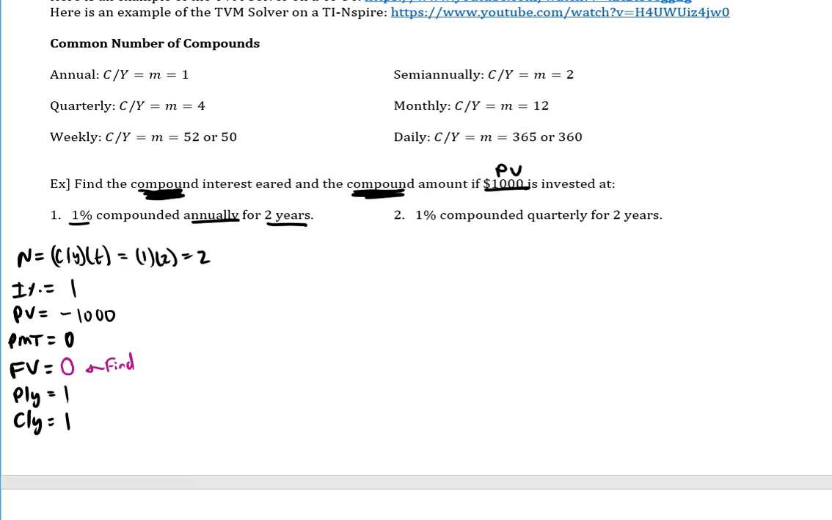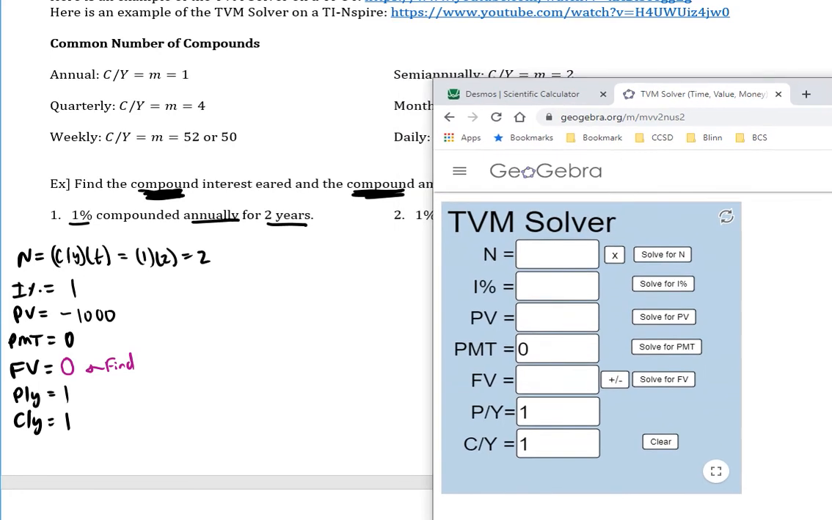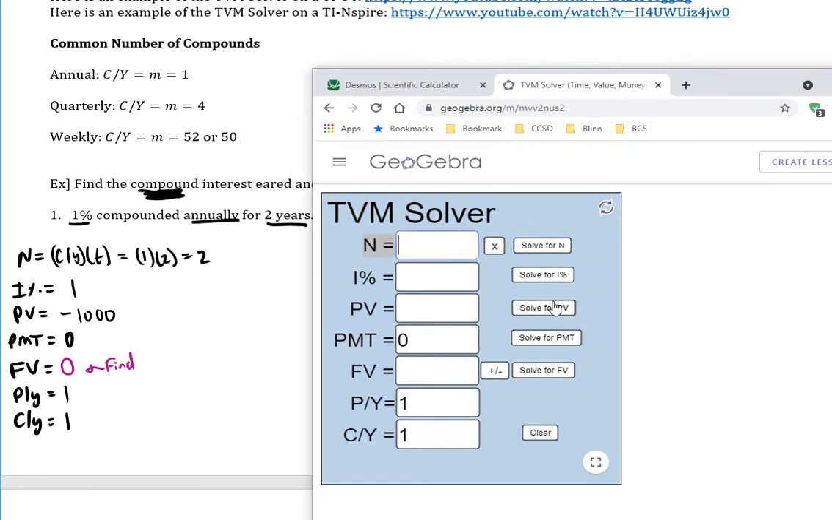Okay, and so here's everything. Now let's go to our calculator. I just want to plug in and make sure everything's good. We've got 2, we've got 1, we've got negative 1,000. Payment is already 0. Future value, we just input 0 for now, and then those are each 1. On this calculator, you can push the button to answer it. I want to solve for future value, so I'll click on it, and there we go. It's $1,020.01, and it doesn't look like there's any other decimal.